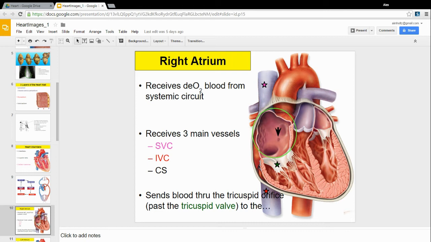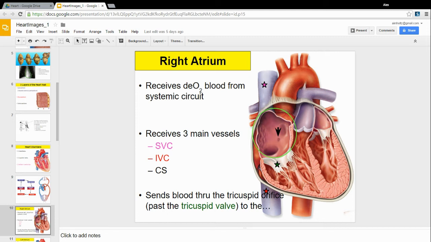Still maybe 75% flush with oxygen. It's just less. Although it's just easy to say deoxygenated. All right, I won't speak of that again. Just want to make sure you know. So three main blood vessels bring in blood from the systemic circuit into the right atrium.